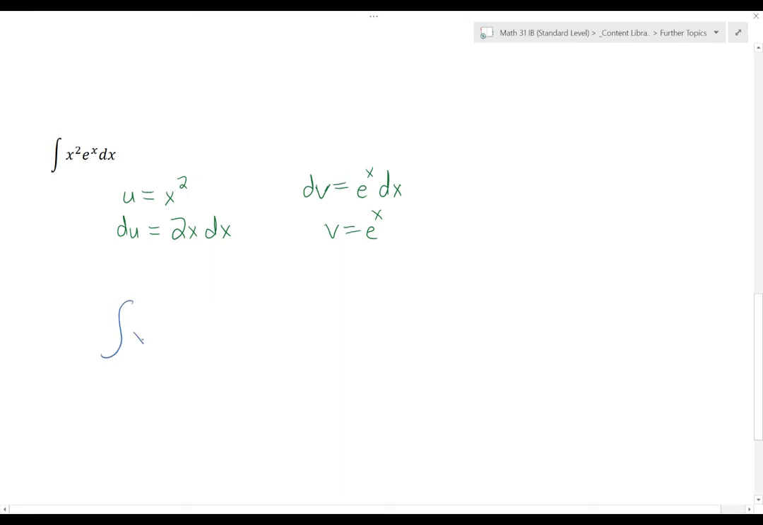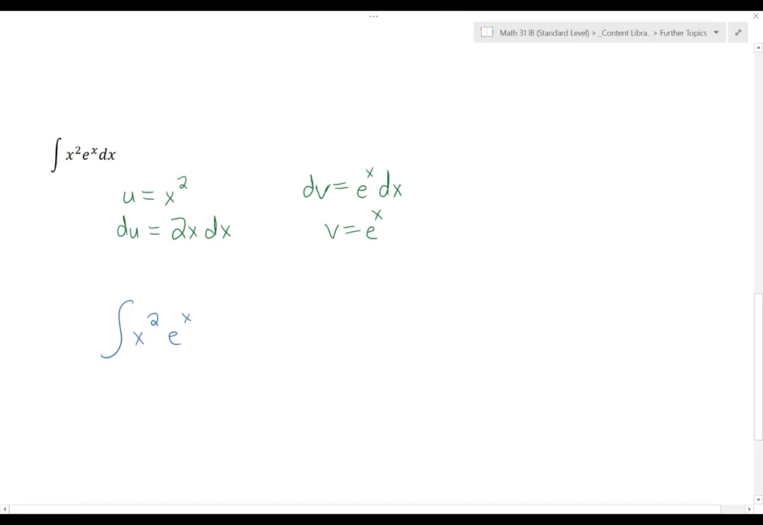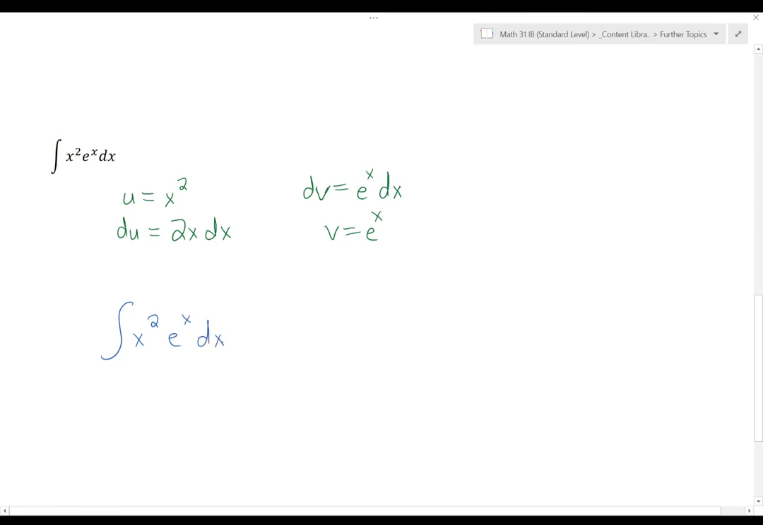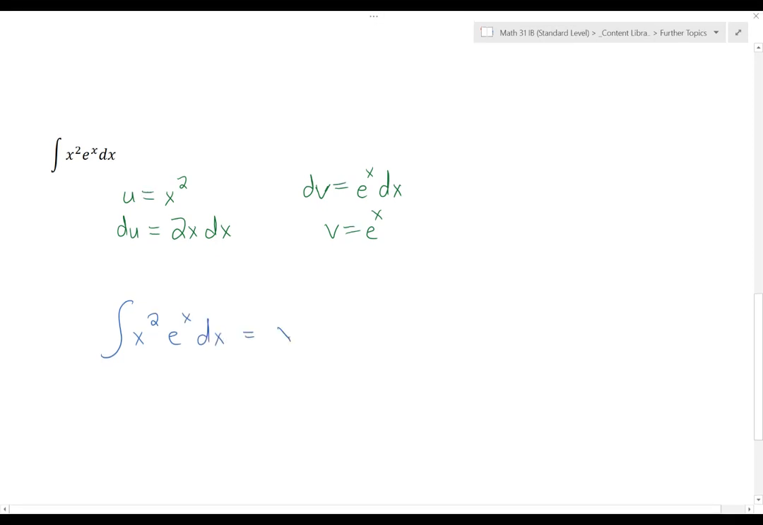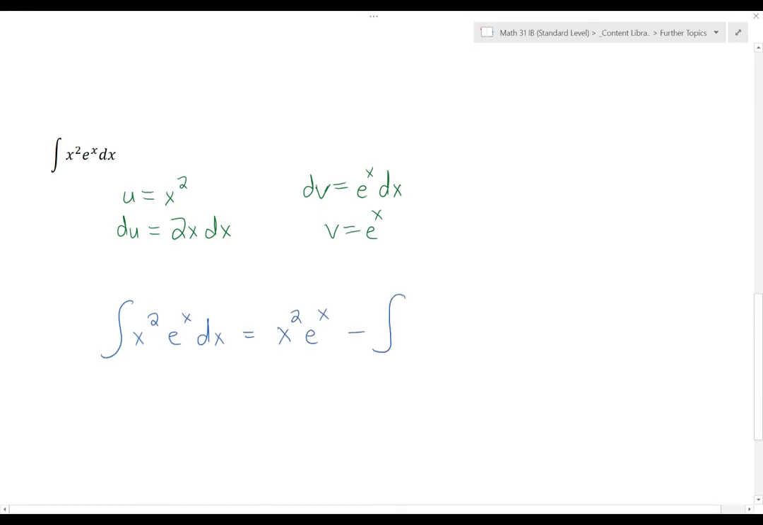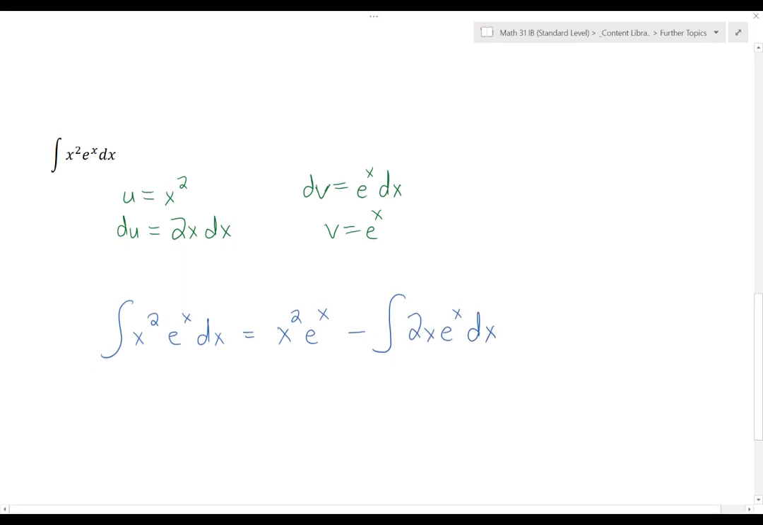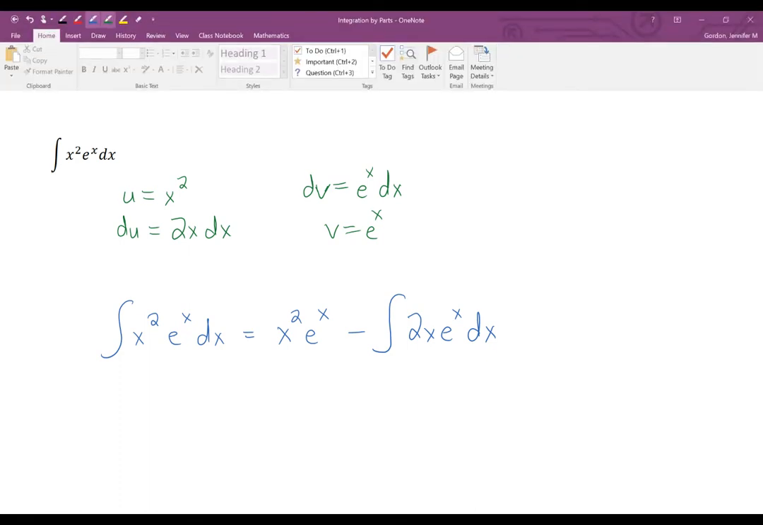So the original integral I'm looking at, which is the integral of u dv, is equal to u times v, so x squared e to the power of x, minus the integral of v du. So that's 2x e to the power of x dx. Now, this doesn't really seem to have gotten anywhere because there's no substitution I can do here that's going to make this doable. But essentially all this means is that I have to do integration by parts again.